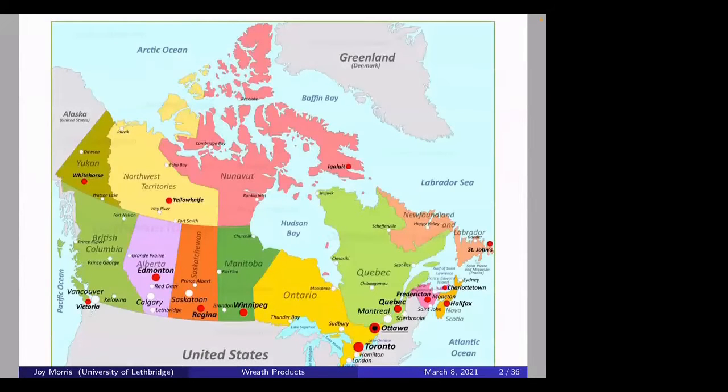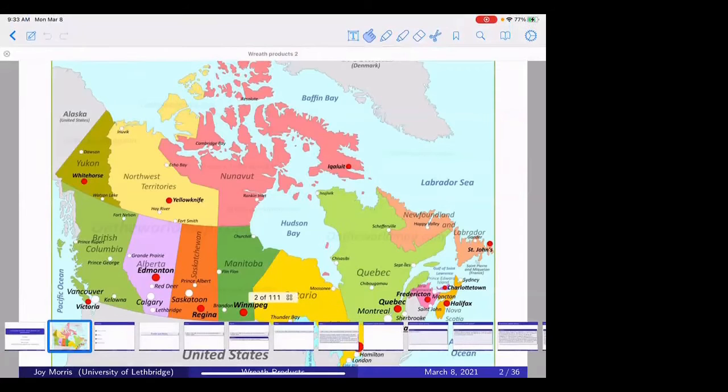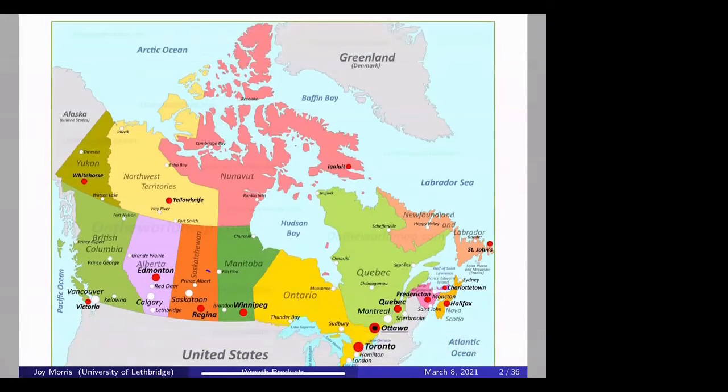So let me begin by saying I'm at the University of Lethbridge, which is down here. Oops. Down here, pretty near to the US border. It's a small university with about 10,000 undergraduate students and a pretty small graduate program.